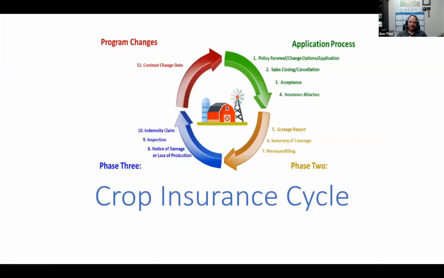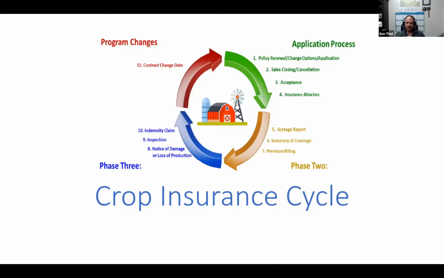So this graphic shows the crop insurance cycle. We start out with the application process. So that's the top right. And typically a lot of this begins for wheat in the fall, as the sales closing date again is September 30th. And once you plant the crop, that's when insurance attaches. Phase 2 is when you submit your acreage report. And this is also used to calculate your amount of coverage and premium.